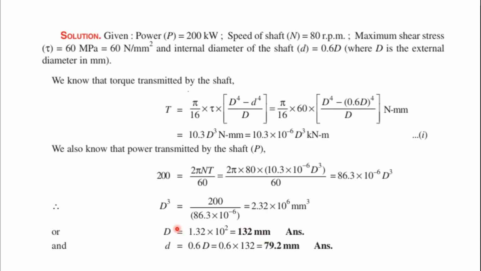This is the outermost diameter of the shaft, and the innermost diameter of the shaft will be 79.2 mm, or about 80 mm. So with this you can calculate the different diameters, and you have just designed a shaft in 2 numericals.